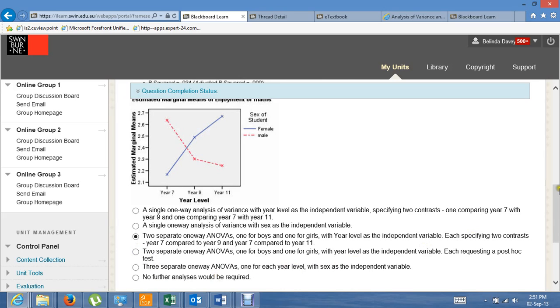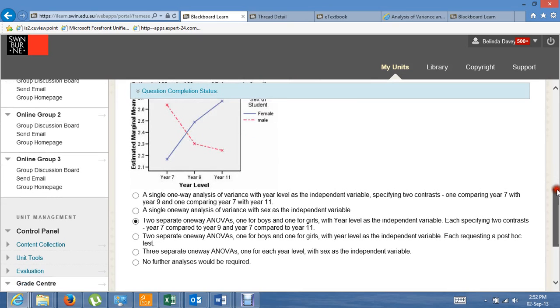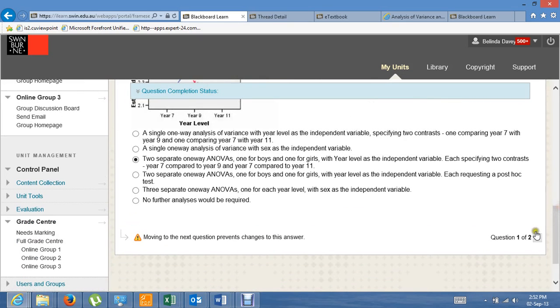When there's an interaction, you must do further analyses because the main effect is misleading. So you must look at the simple main effect of enjoyment of maths across the year levels separately for males and separately for females. There's the females, there's the males. That's the simple main effect. Okay, so move to the next question.